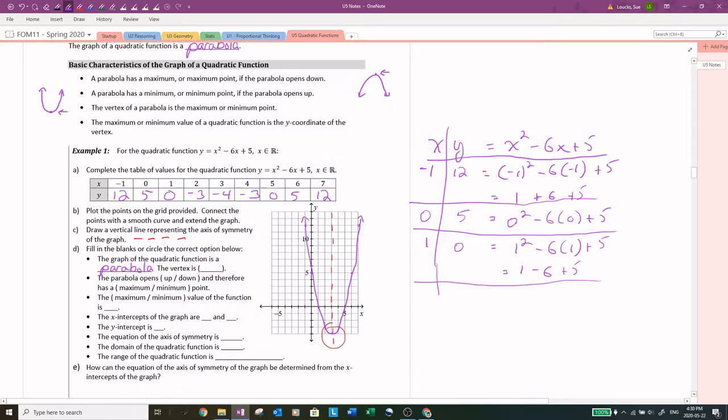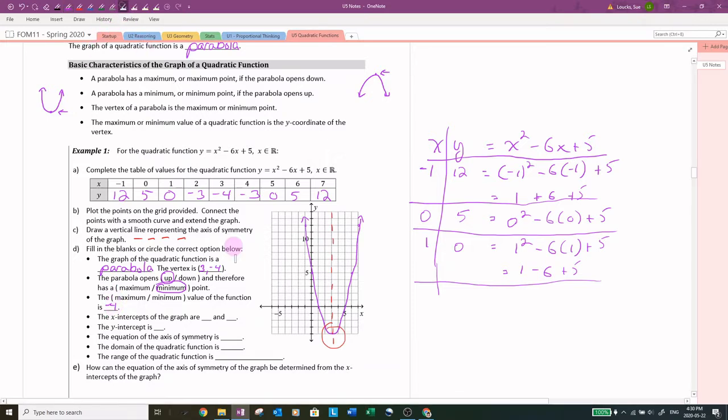And the vertex for this one is 1, 2, 3, 1, 2, 3, 4. So it's (3, -4). This parabola opens up, and therefore it has a minimum point. Okay, the minimum point is here. The minimum value of the function is -4.